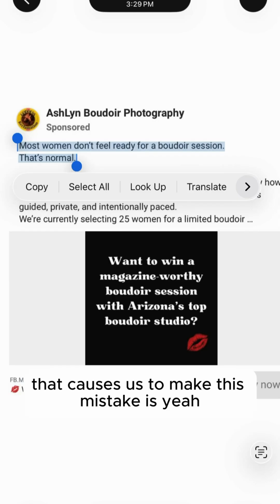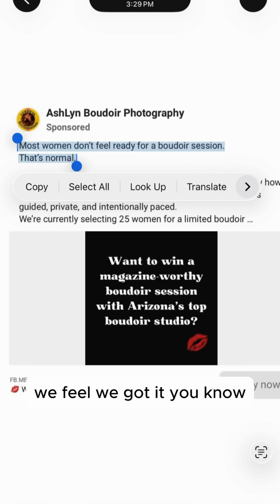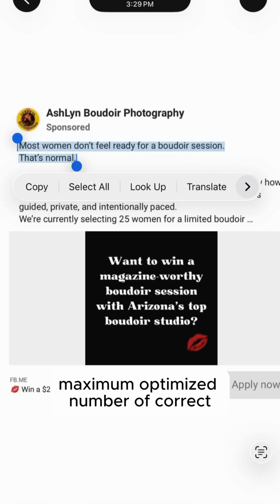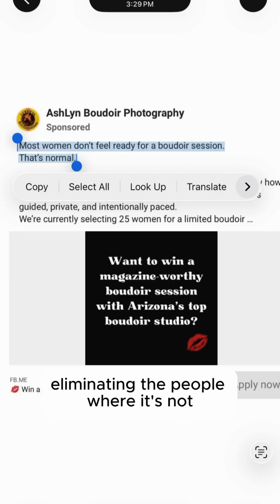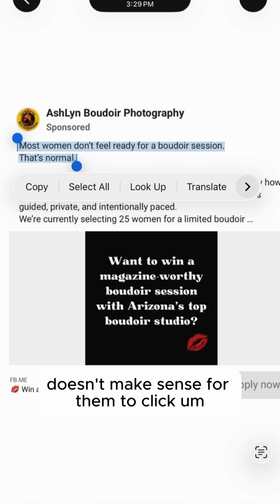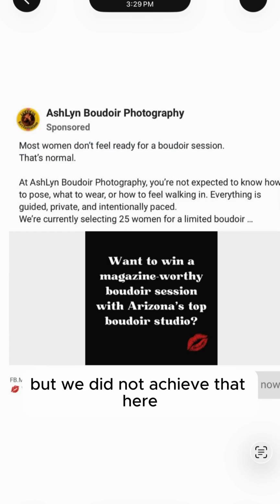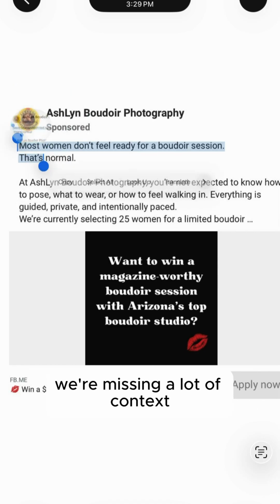The false belief that caused us to make this mistake is, yeah, we feel we got enough context to have the maximum optimized number of correct women clicking through, eliminating the people for whom it doesn't make sense to click. But we did not achieve that here. We're missing a lot of context.